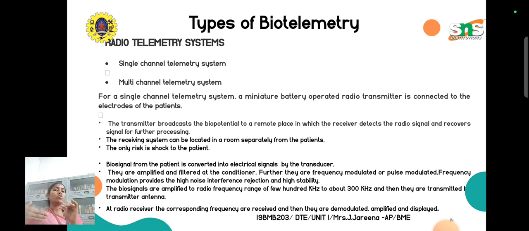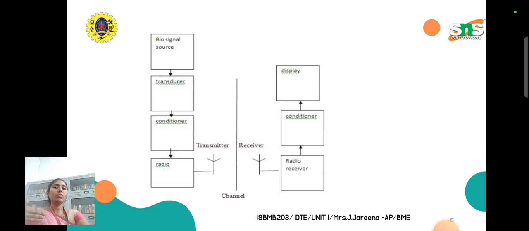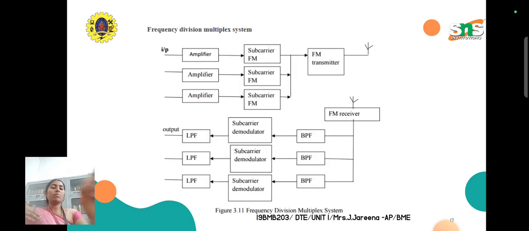But in the case of multi-channel, this is the block diagram of a single channel: one signal input, and a set of blocks to condition that signal. The multi-channel is different. For example, if you have three channels, the three channels are going to carry three individual input signals. Each individual input signal, like one is heart rate, one is BP, one is pulse rate, is equally important. It has to be equally treated.